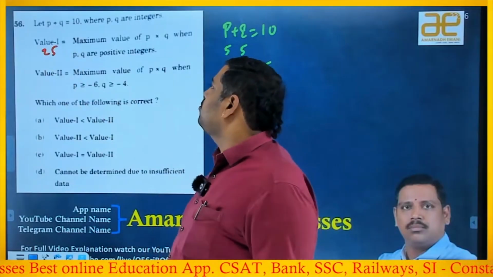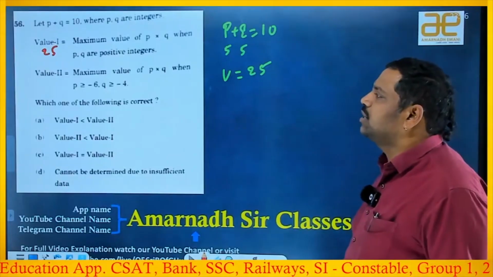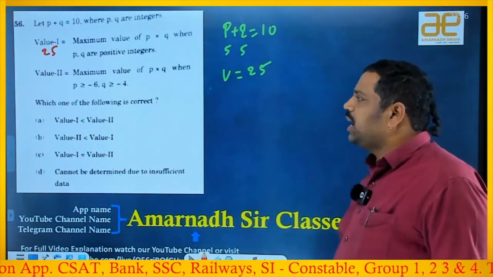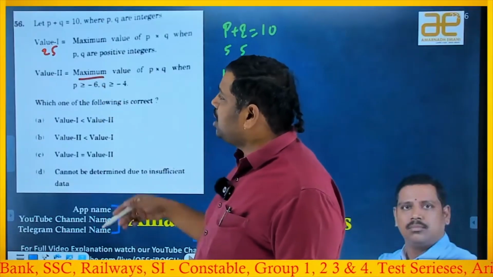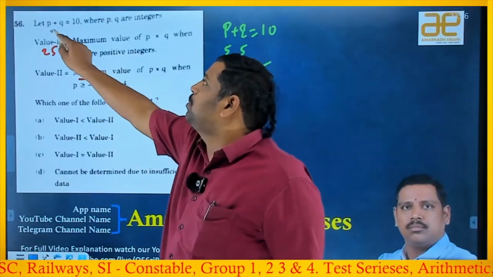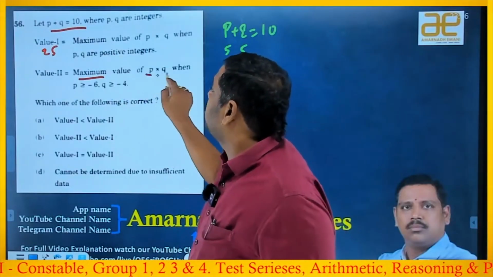If you take value 2, maximum value of P into Q when P is greater than or equal to -6 and Q is greater than or equal to -4. Okay, observe that. Again, you want the maximum value, right? And this time also you are saying that, of course, P plus Q is definitely 10 only, right? And maximum value you want for P into Q, right?